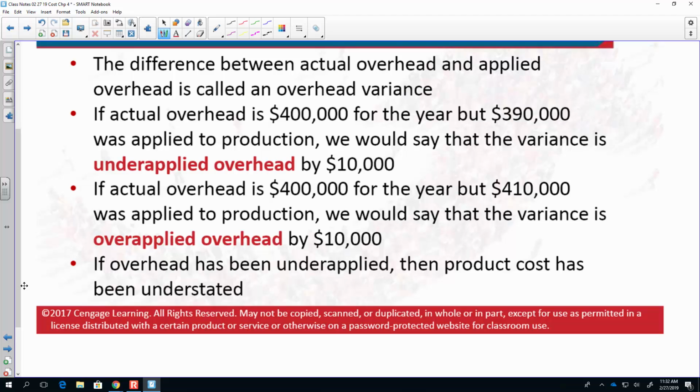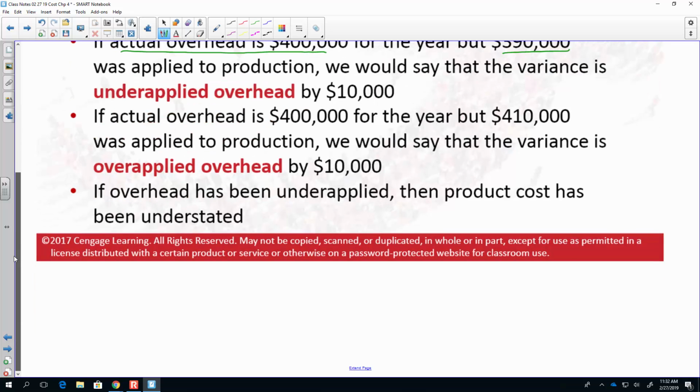So on the exam, you will have to not only compute the difference, that's the easy part, but then tell me, is it over applied? Did we put too much into WIP? Or did we put under applied, or too little, into WIP? So they do a comparison here. We have actual overhead of 400 for the year. We applied 390. Actual was 400. We applied 390.